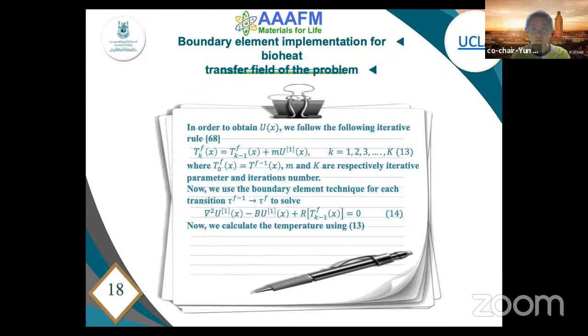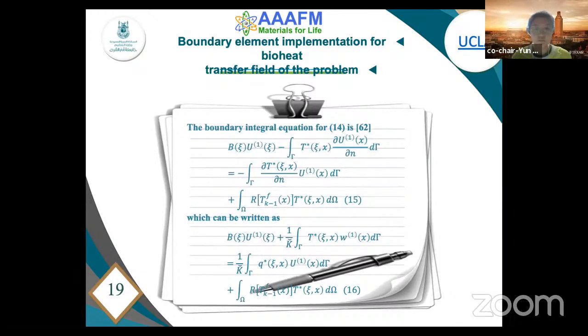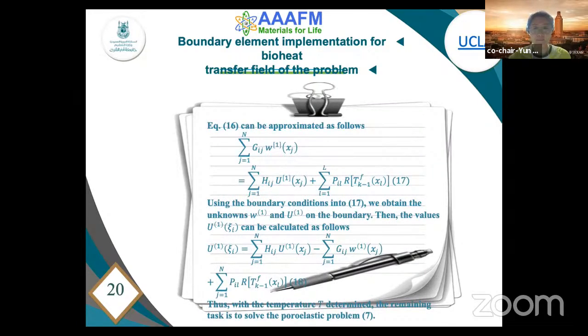In order to obtain u, we follow the iterative rules of reference 68, equation 13. Now we use the boundary element technique for each iteration to solve the equation. The boundary integral equation 14, as in reference 62, equation 15, can be expressed in equation 16. Equation 16 can be approximated as follows, equation 17. Using the boundary conditions in 17, we obtain the unknowns W and U on the boundary. Then the values of U can be calculated as follows, equation 18.